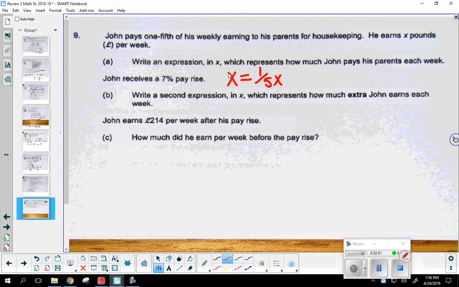Okay, write an expression in X which represents how much John pays his parents, and he pays them 1/5 of his earnings. So I would agree. I don't know if I would use equality. So is it just 1/5 of X? Okay, what do you guys think? I would say so. Yes. So the expression would just be, yeah, whatever it is that you write. If I were to write it as an equation, I might say A equals, like for amount, something like that.